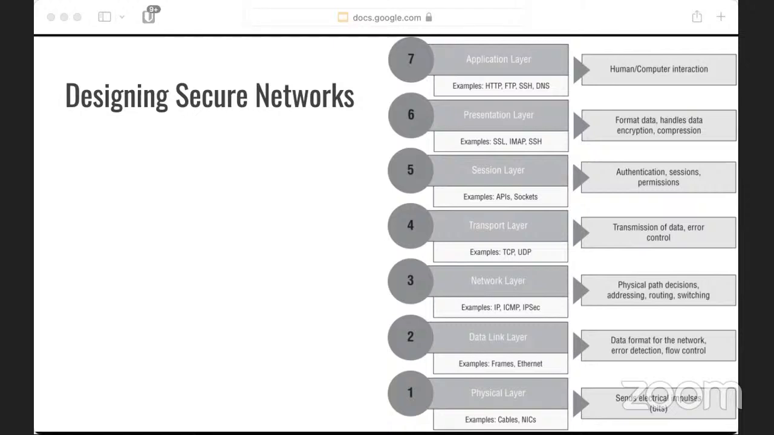This picture is good to remember. Because like I said, in interviews, you do get the kind of question of, can you tell me how to secure every layer of the OSI model? Being able to answer that is a really good thing.